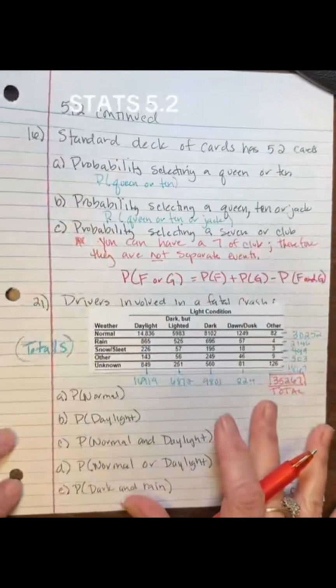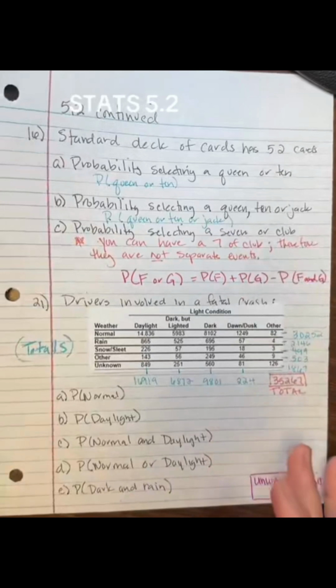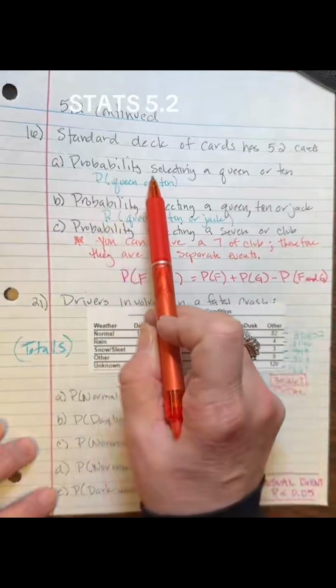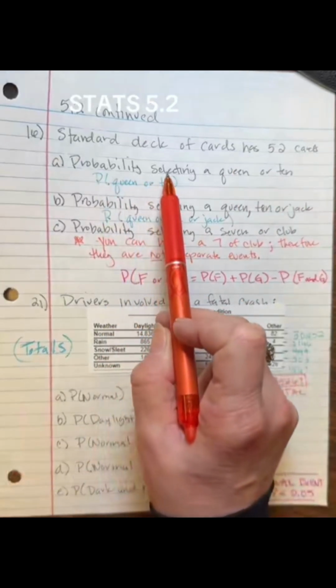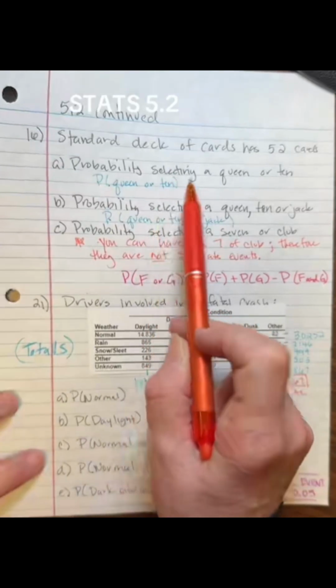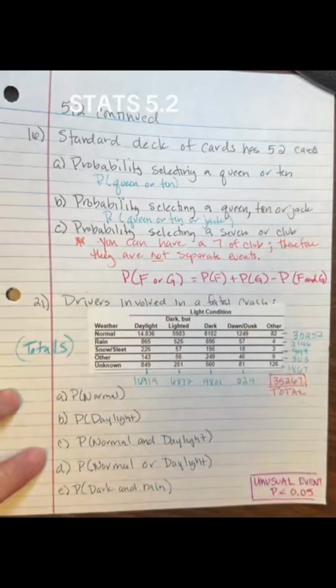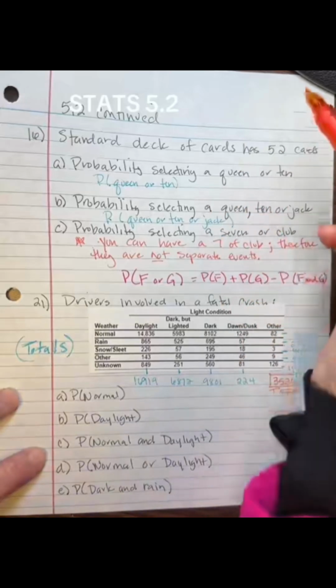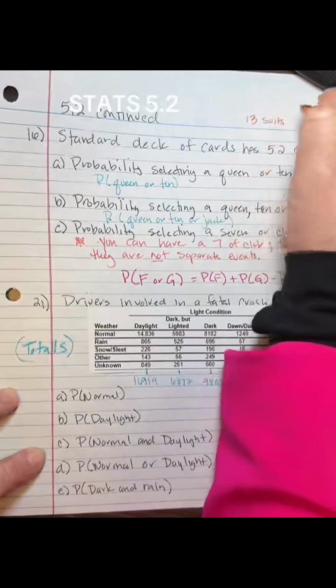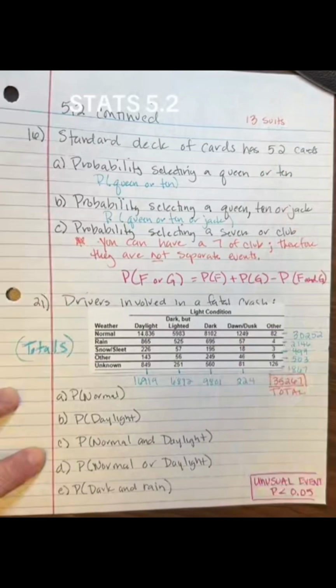This is continued. The standard deck of cards has 52 cards in it. What's the probability of selecting a queen from the deck? There are 13 suits, 52 total cards.